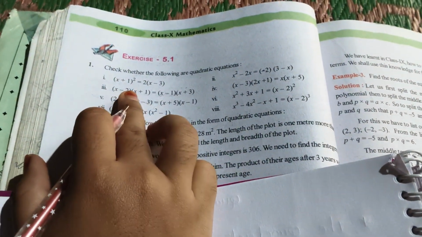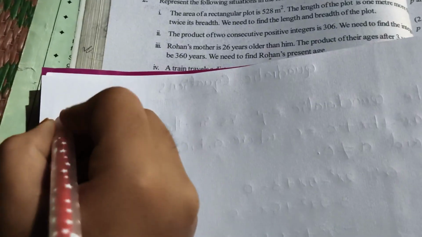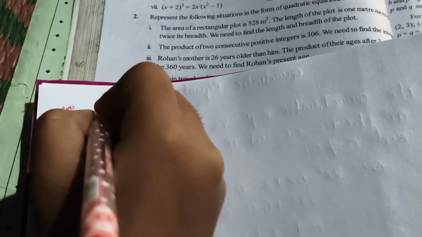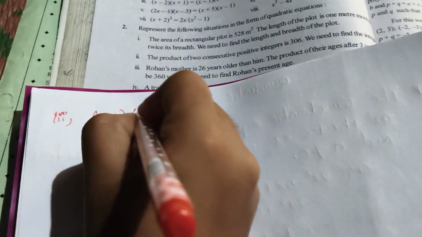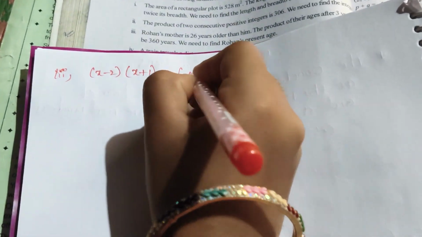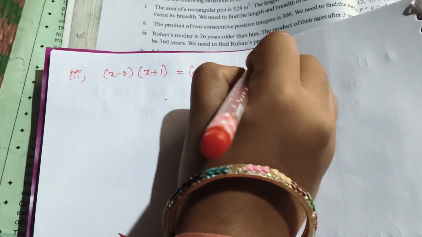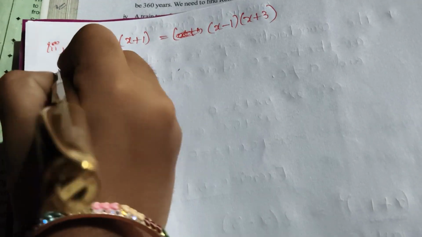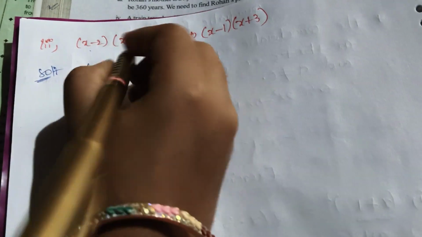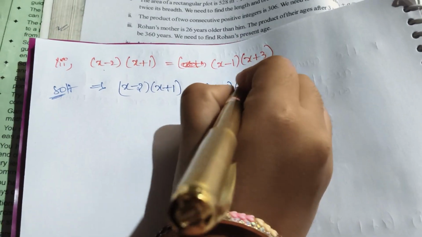What is there? x minus 2 into x plus 1 is equal to x minus 1 into x plus 3. x minus 2 into x plus 1 is equal to, x plus 5, sorry, x minus 1 into x plus 3. Now we have to find the solution. What will become? First one, what is there? x minus 2 into x plus 1 is equal to x minus 1 into x plus 3.